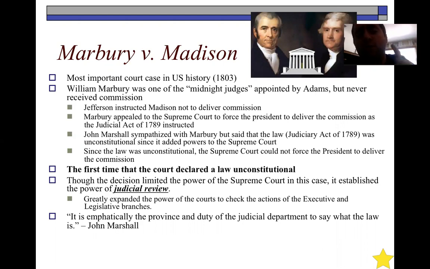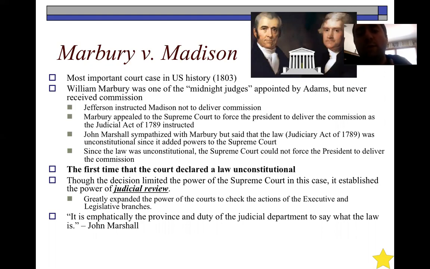William Marbury was one of the midnight judges appointed by Adams, but never received commission. So he's appointed, but commission is never received. Jefferson instructed Madison not to deliver commission. So Jefferson is telling Madison not to make this official.